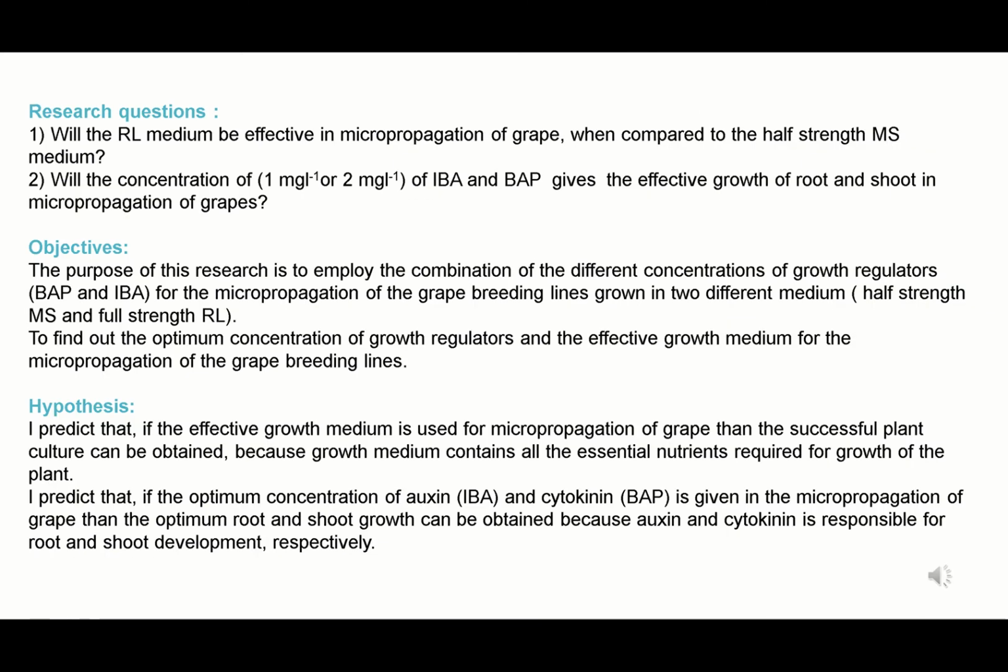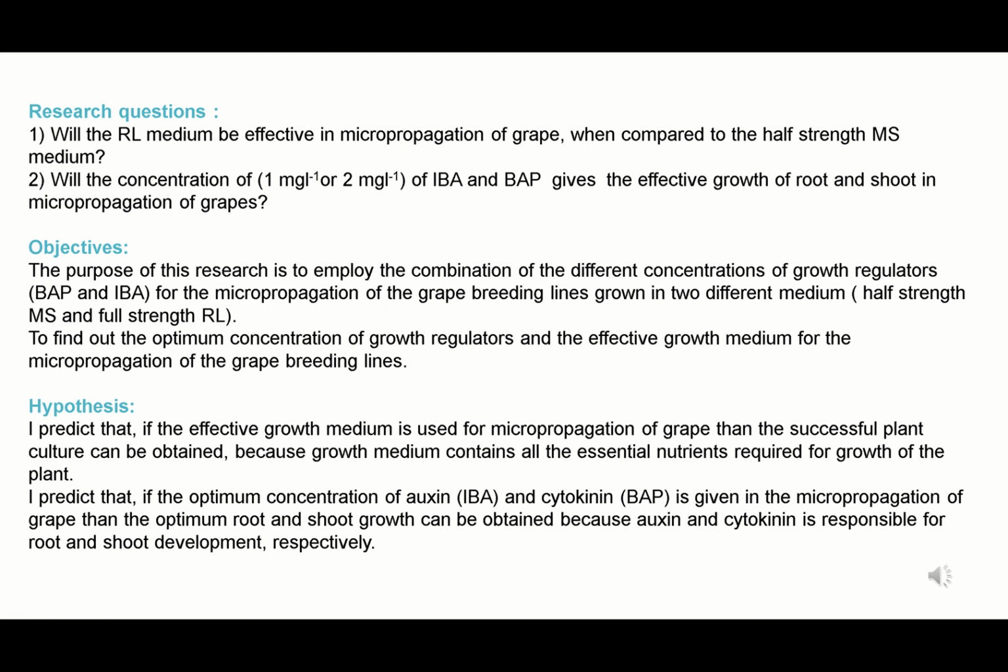Next question is, will the oral medium be effective in micropropagation of grape when compared to half-strength MS medium? The reason for using half-strength MS medium is, as I mentioned earlier, half-strength MS medium is better than the full-strength MS medium, and it is proved by many researchers. And my second question is, will the concentration of 1 mg per liter or 2 mg per liter of indole butyric acid and benzyl aminopurine give the effective growth of root and shoot in micropropagation of grapes?